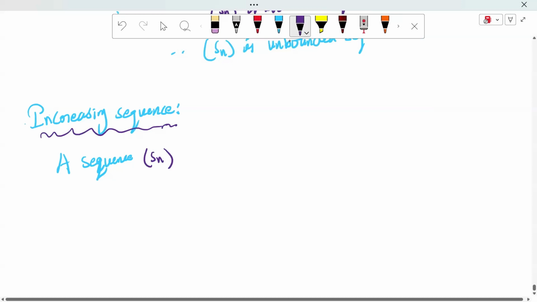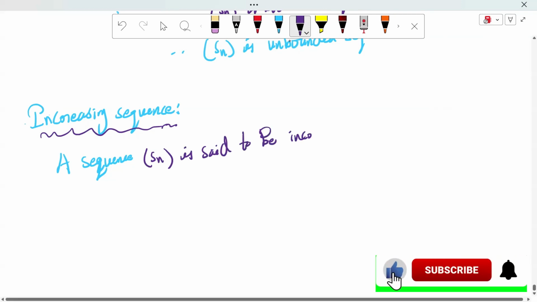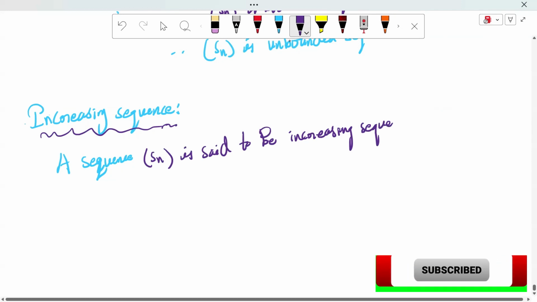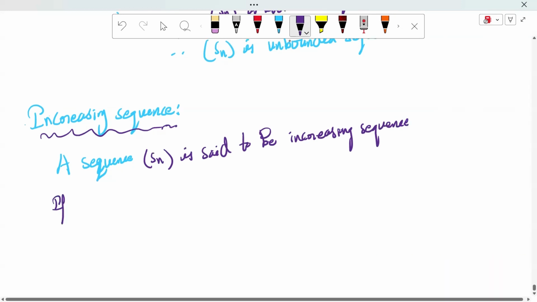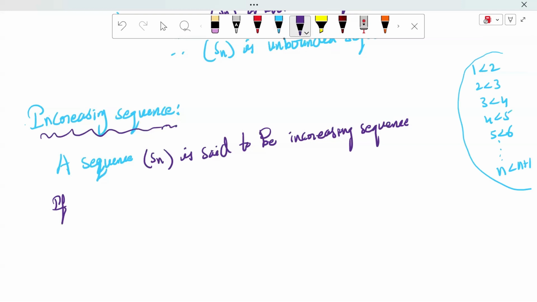A sequence Sn is said to be increasing. Here, for example, 1 is less than 2, 2 is less than 3, 3 is less than 4, 4 is less than 5, 5 is less than 6, and so on, n is less than n plus 1. So here n is less than n plus 1, that is the increasing numbers.